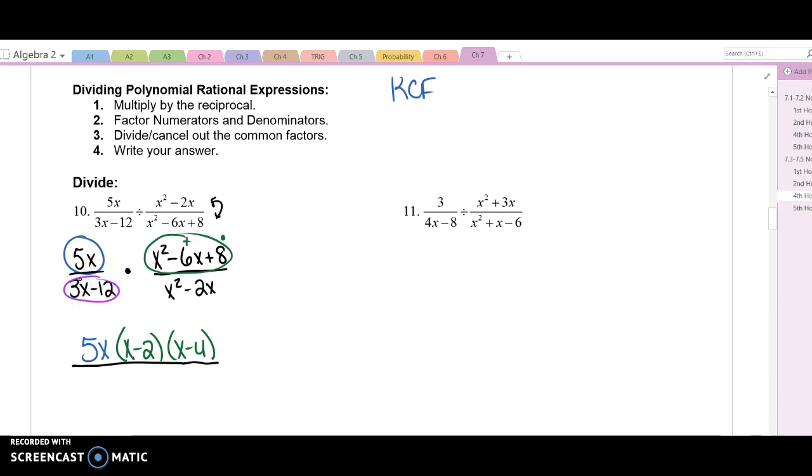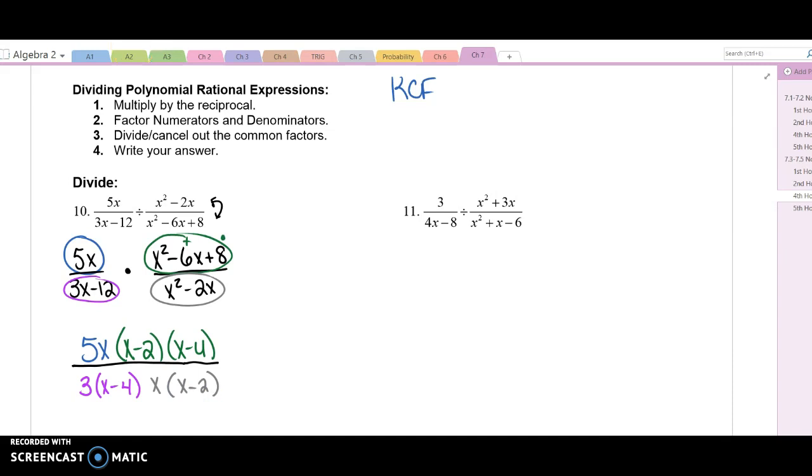Okay, our first denominator, 3x minus 12. How do we factor 3x minus 12? The two terms have 3 in common, so we put 3 outside of the parentheses. If we divide, you're unmultiplying. If you factor out a 3 from both of those terms, you'd be left with x minus 4 in the parentheses. Then, how do we factor x squared minus 2x? Take out an x. So they have x in common, x minus 2 in the parentheses.